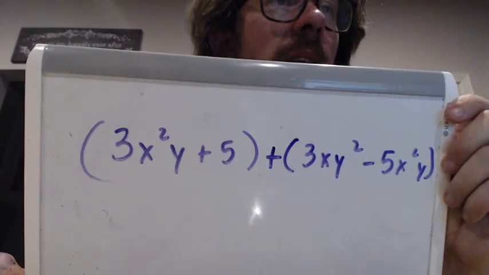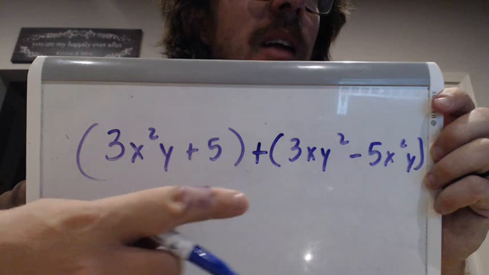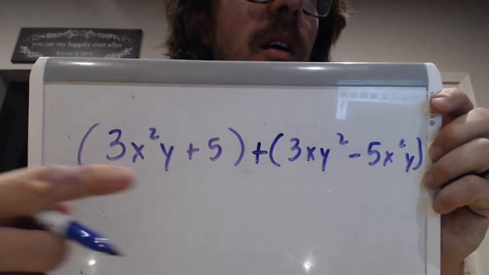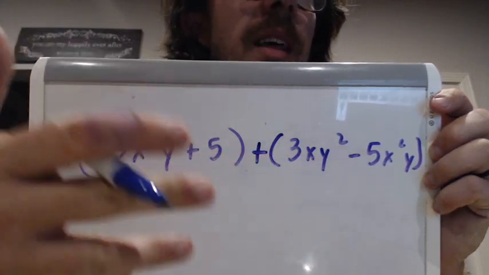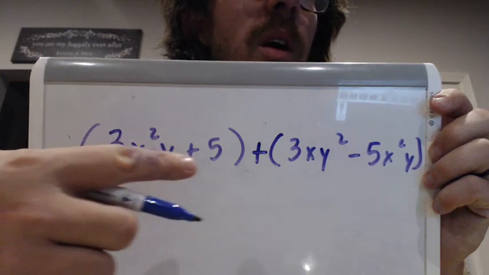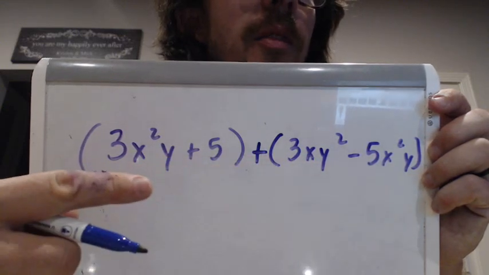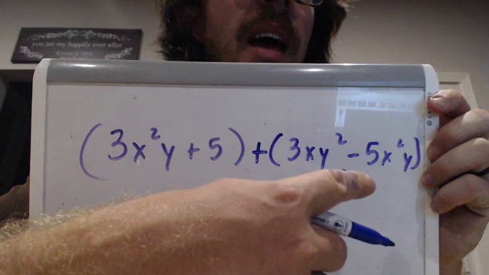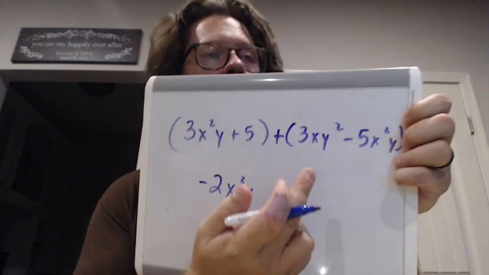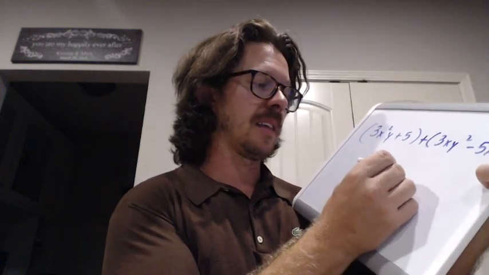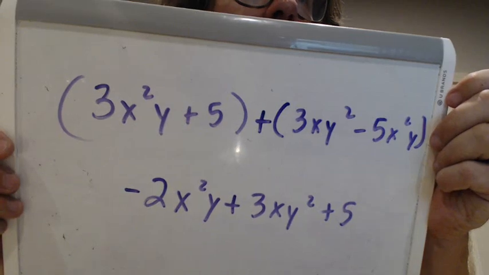If you saw something like this, the only thing I would advise you on is anytime you want to add like terms, they not only have to have the same variables, but the same exact exponent. So see this 3x squared y and this 3xy squared, those could not go together, right? So in this particular case, if I wanted to put like terms together, the only like terms would be this 3x squared y and this negative 5x squared y. So 3x squared y and negative 5x squared y, that would be negative 2x squared y. This has no like term, so you say plus 3xy squared, and you put a plus 5 in. That's your resulting polynomial, right?